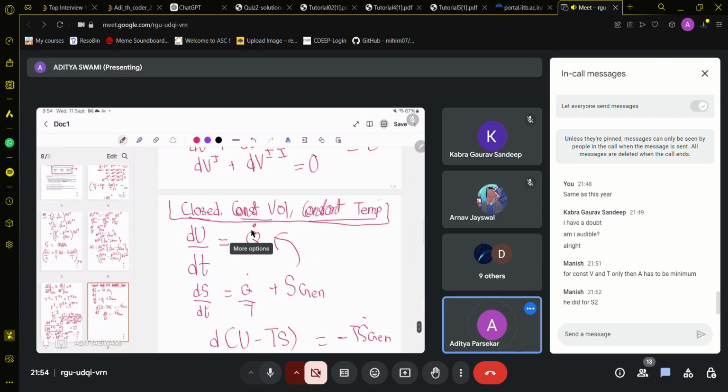This is a difference here: it's a closed system here. In the other case, we are looking at an isolated system. So yes, constant volume and temperature, then A is minimized. I hope that's clear now.